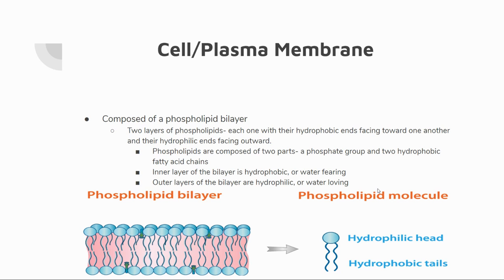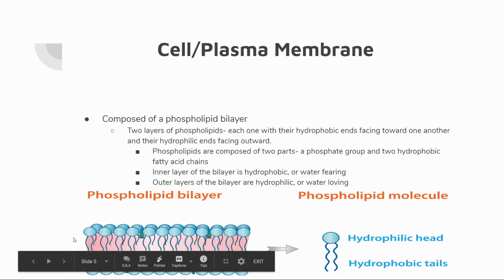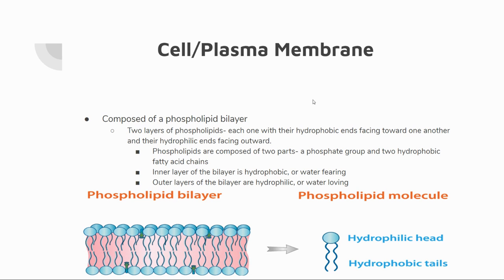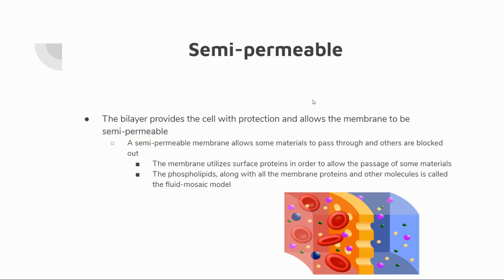So the inner layer of the bilayer is hydrophobic or water fearing. I know my bar is popping up here, but where the tails are pointing at each other, that is a water fearing area. And the outer layer is hydrophilic, which means water loving. Semi-permeable membrane. So the bilayer provides a cell with protection and allows the membrane to be semi-permeable.